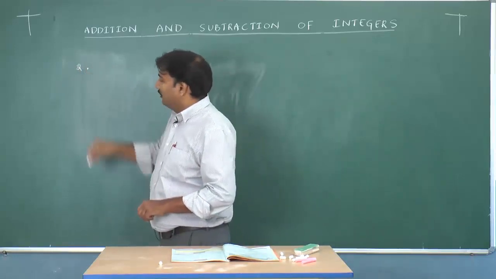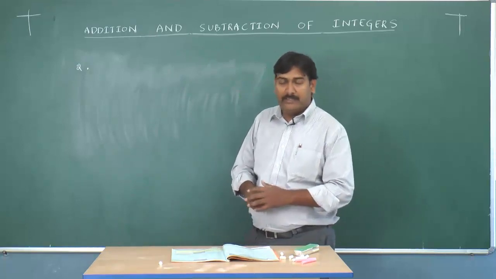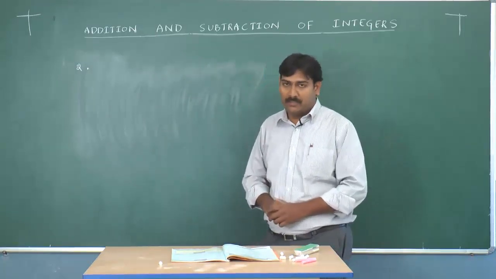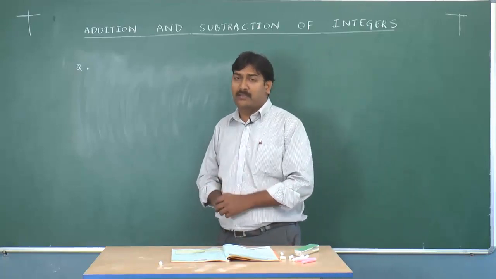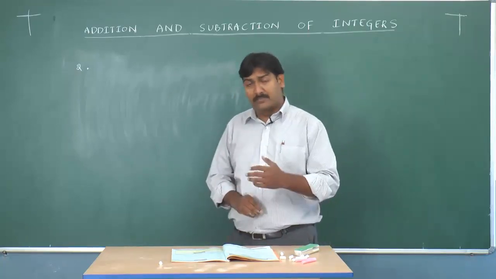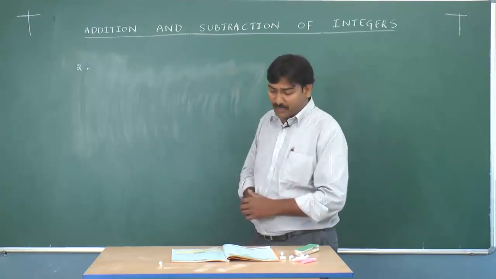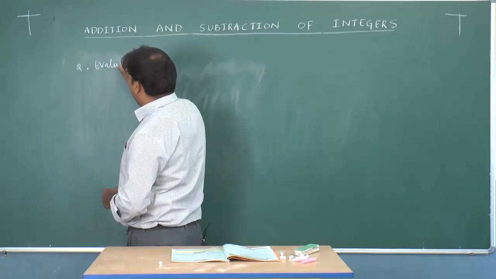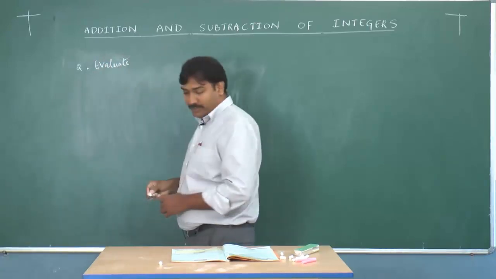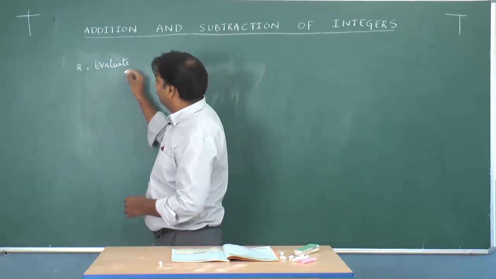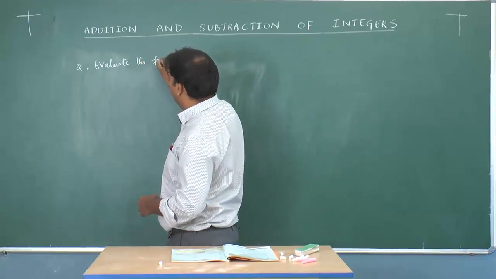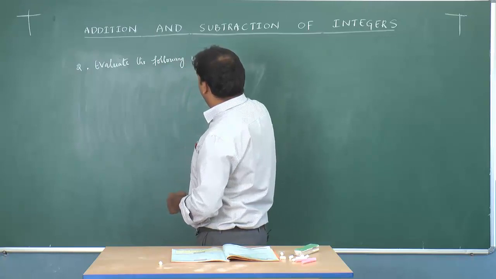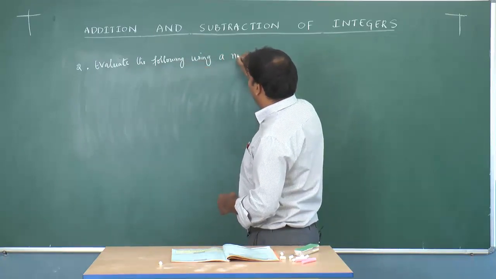In the last example, we added and subtracted the integers based upon the rules. But now let us add or subtract the integers using the number line. So the question here is: evaluate the following using a number line.